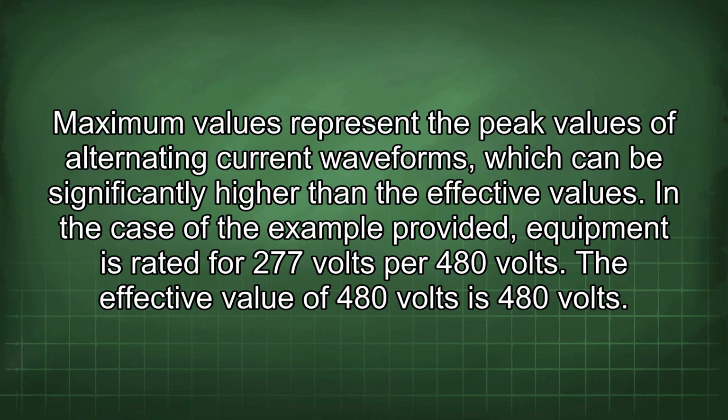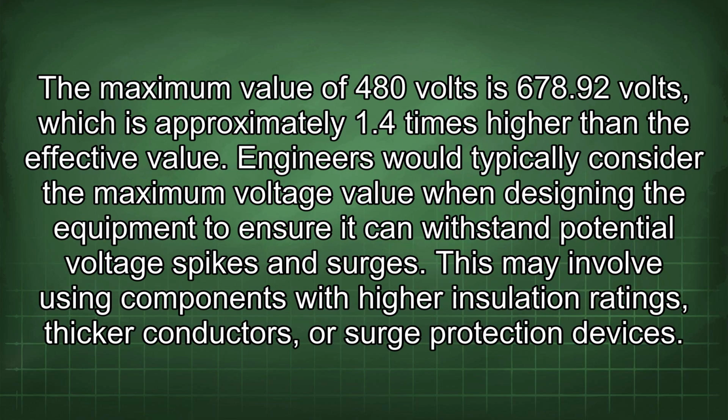In the case of the example provided, equipment is rated for 277 volts per 480 volts. The effective value of 480 volts is 480 volts. The maximum value of 480 volts is 678.92 volts, which is approximately 1.4 times higher than the effective value. Engineers would typically consider the maximum voltage value when designing the equipment to ensure it can withstand potential voltage spikes and surges. This may involve using components with higher insulation ratings, thicker conductors, or surge protection devices.